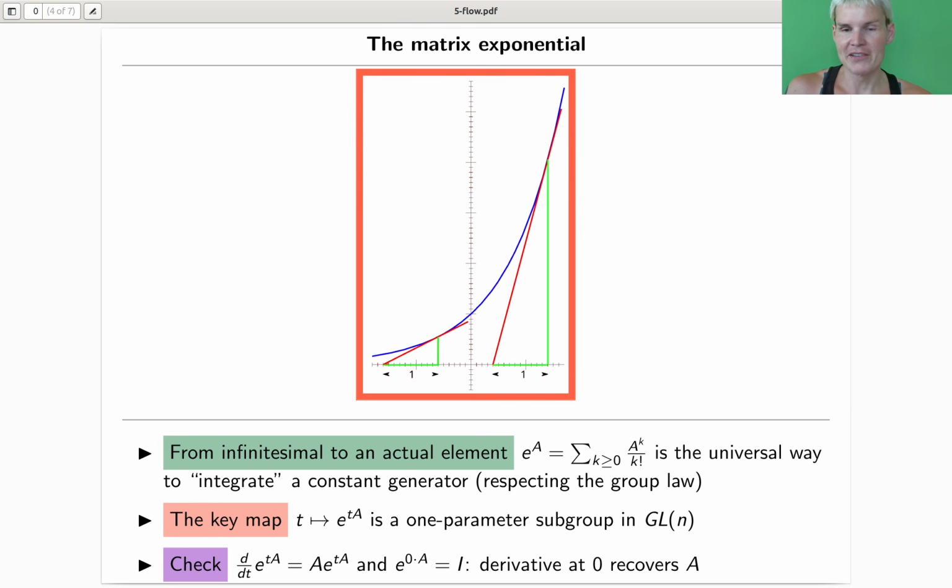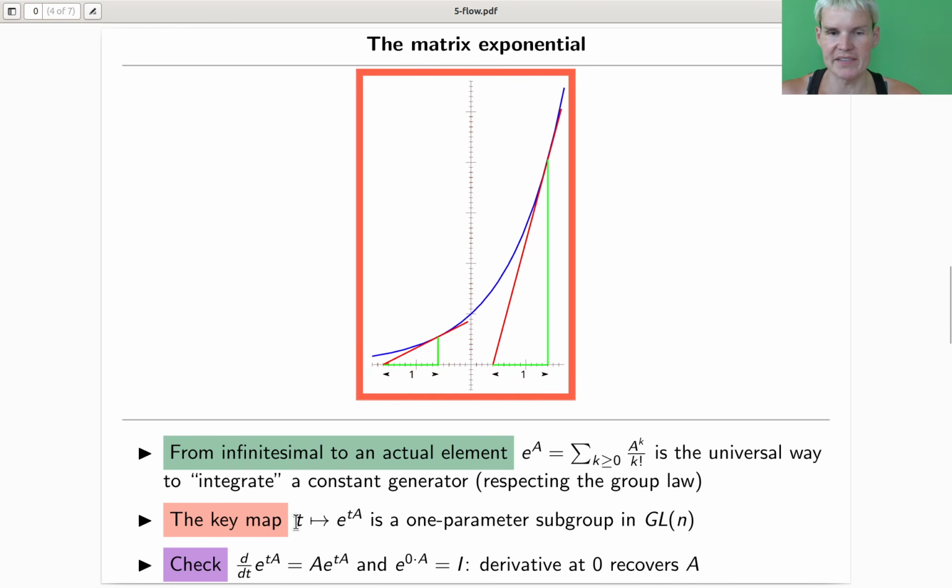Anyway, just kidding. For the exponential function, you can just literally use its standard Taylor expansion, except now you have a matrix instead of a number. It's the universal way to integrate a constant generator. So why not define e to the A to be that thing? You can think of A as an element in the Lie algebra, and the exponential is now an element in the Lie group. We'll see that later.